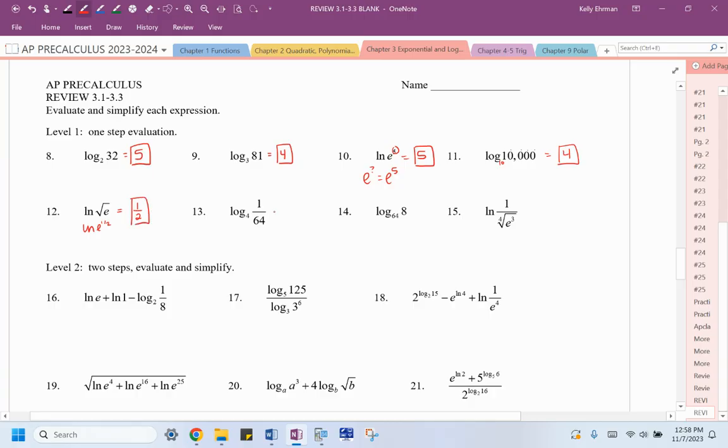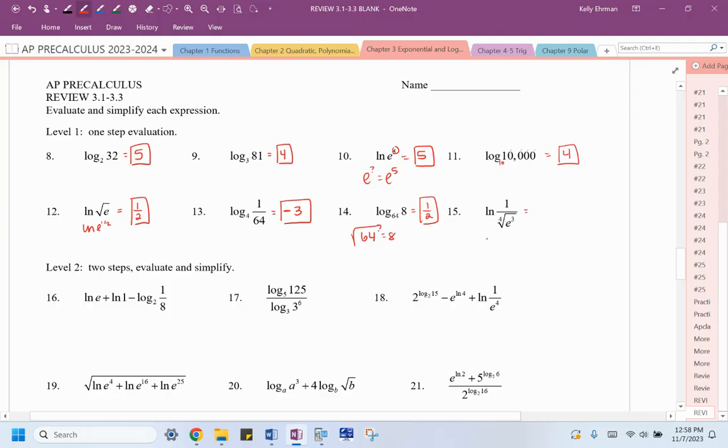4 to what power is 1 over 64? So we're going from a whole number to a fraction. Answer's got to be negative. 64 is 4 to the 3rd, so my answer is negative 3. 64 to what power is 8? If you're going from a large number to a smaller number, but neither are fractions, then we've got to have some sort of a root. So the square root of 64 is 8, which makes this 1/2.